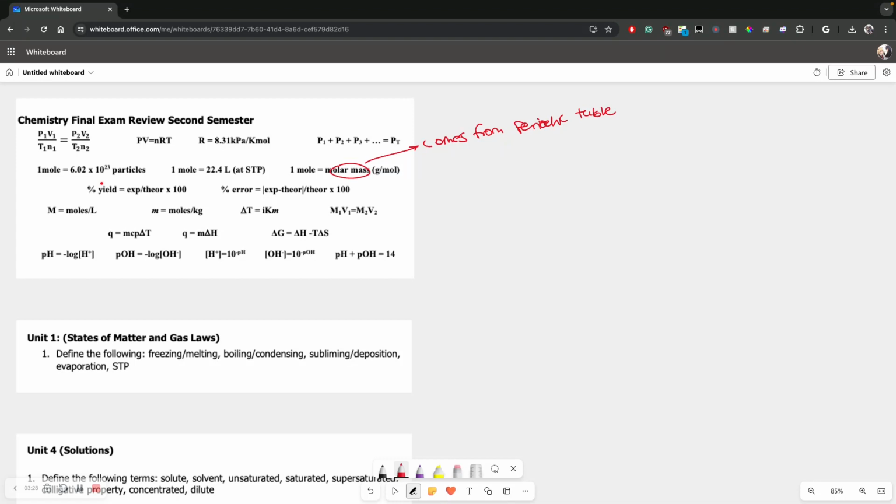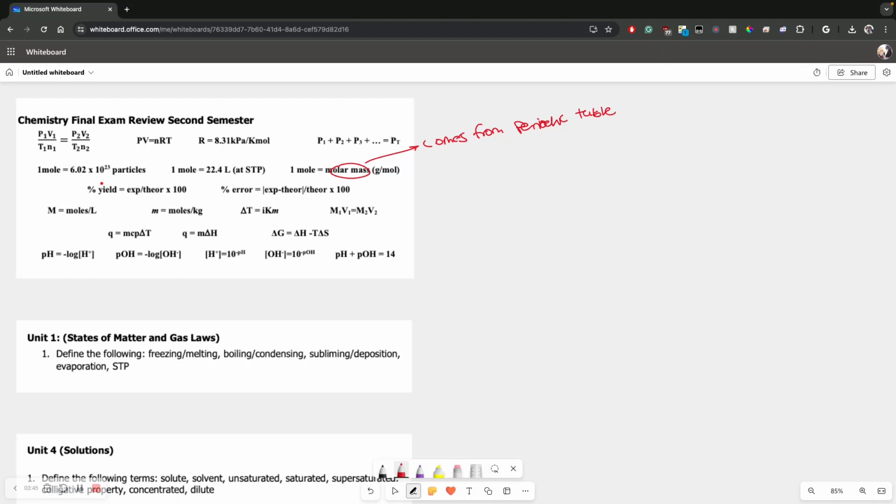Next up, we have molarity and molality, capital M and lowercase m. Do not confuse those on your test. They're there to trick you. You won't see molality very often. Molarity is moles per liter, of course, for concentration. Molality is moles of solute per kilogram of solvent. Remember that stuff as well.